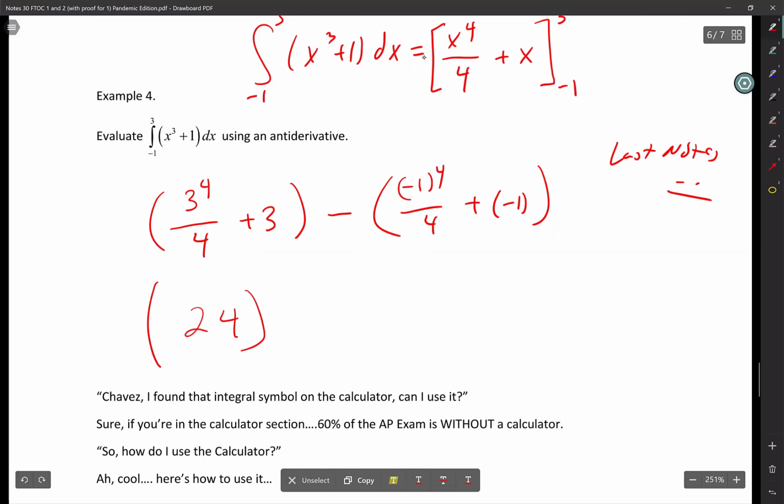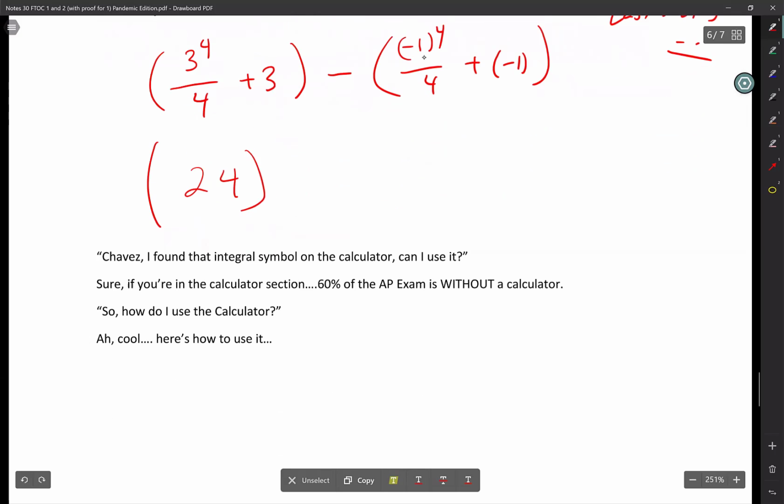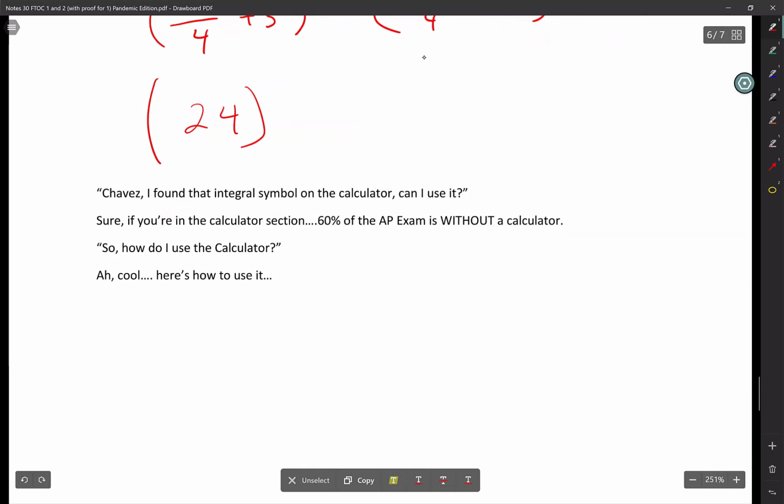Did we explain it like this or did we explain it differently? We explained it the same, right? All right, there is a way to do it in the calculator. Let's pause for that. Let's just chat real quick about it, guys.